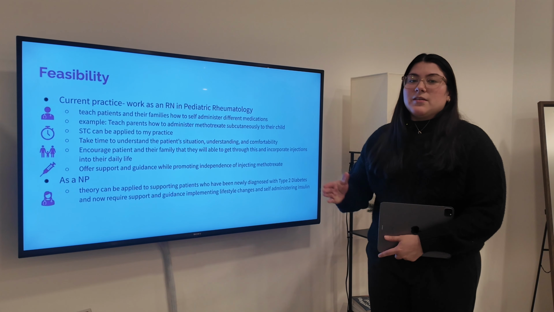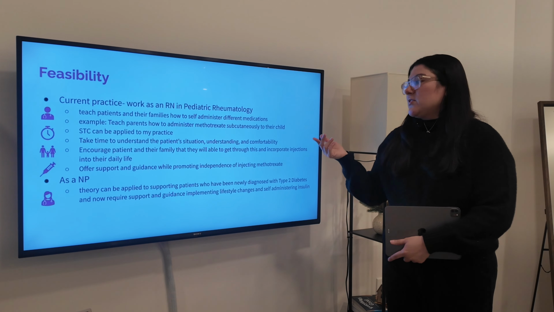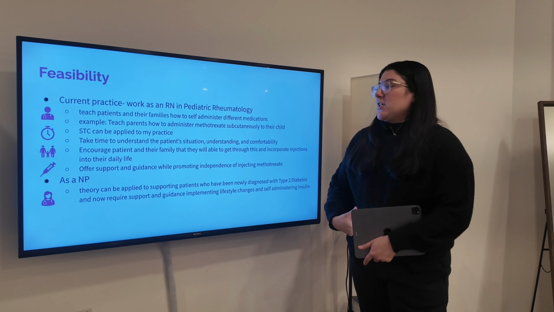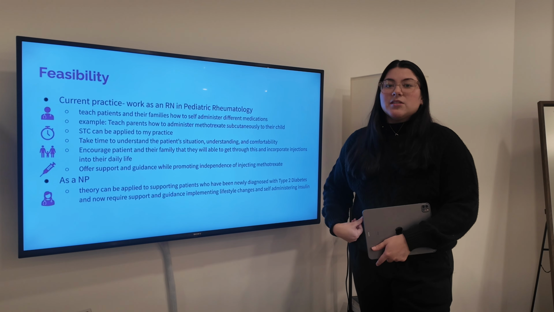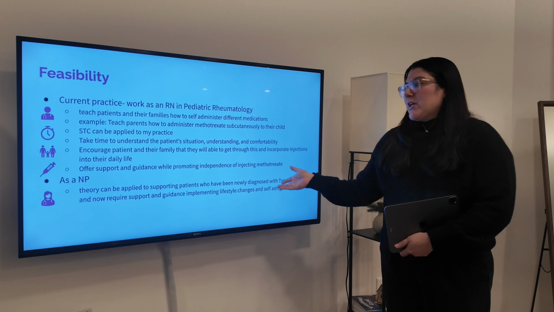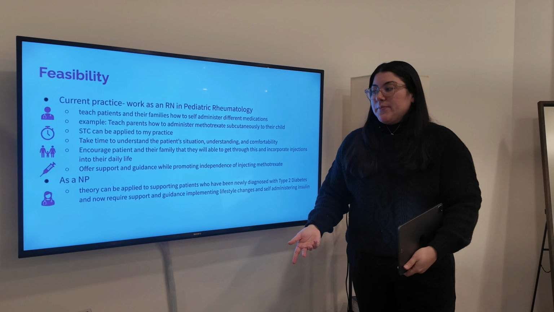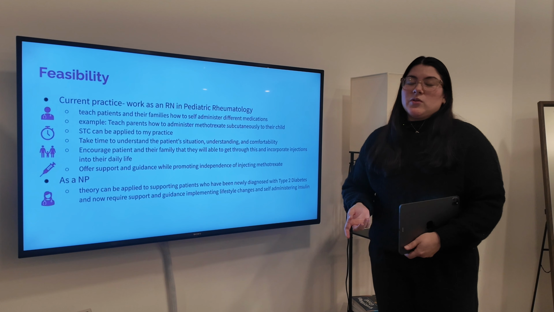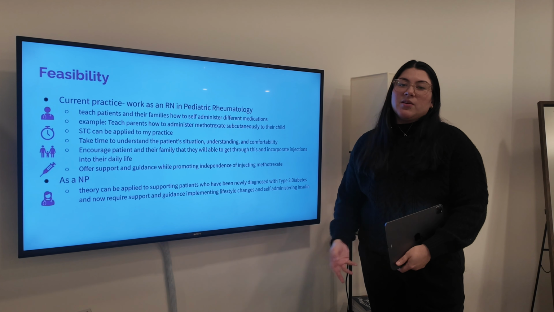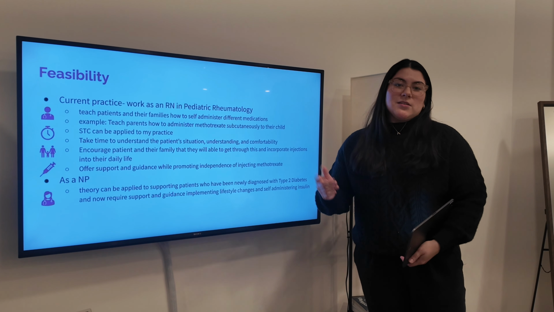So that is how this theory can be applied to my practice currently. I take time to understand the patient's situation, understanding and how comfortable they are with self-administering a medication such as methotrexate, which is a subcutaneous injection. And then eventually the goal is for them to administer it at home. So we encourage patients and their family that they will be able to get through this, and it will eventually become a part of their daily routine. And as a nurse practitioner, very similarly, this can be applied to newly diagnosed diabetics who require support and guidance on implementing new lifestyle changes and self-administer insulin, just like they talked about in the study.